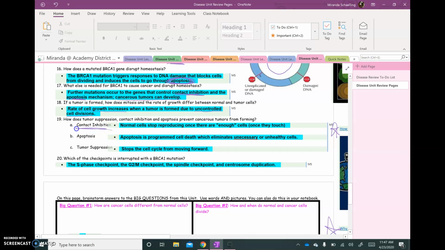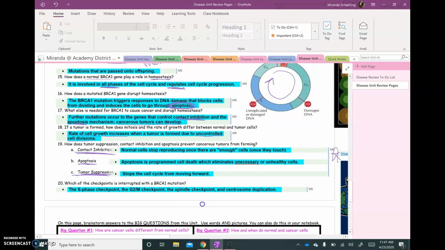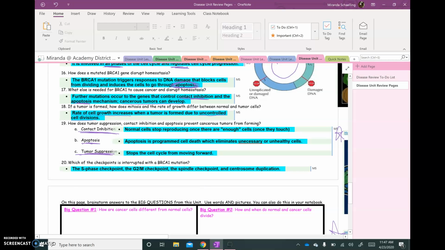So what's contact inhibition? What's apoptosis? What's tumor suppression? Hopefully you guys remember those. And then which of the checkpoints is interrupted by the BRCA1 mutation? It looks like all of them, essentially. So the BRCA1 mutation is super important for all of the checkpoints.